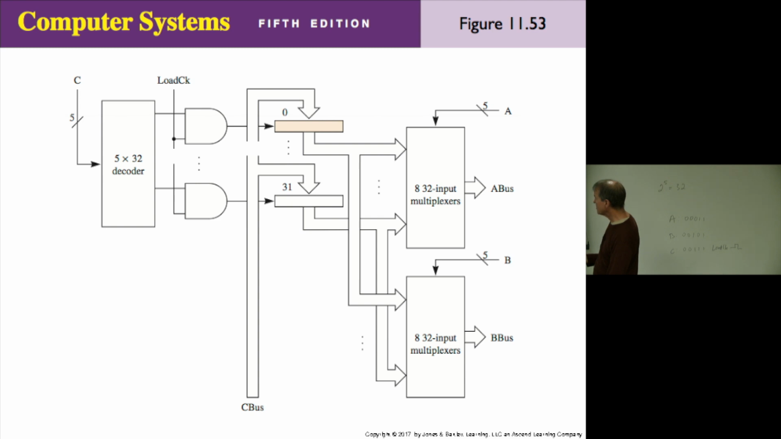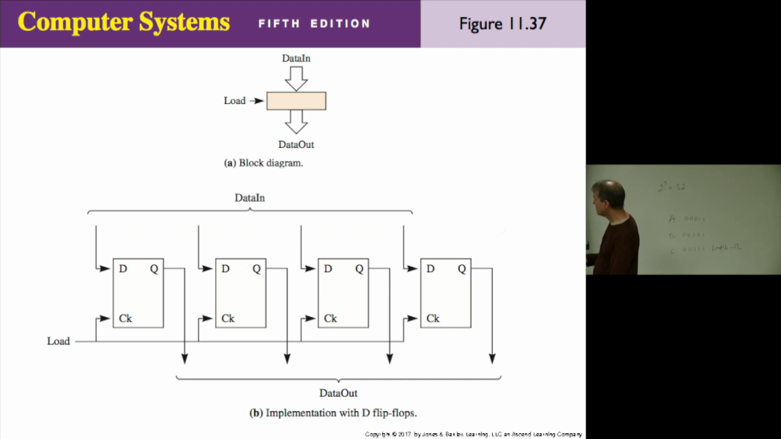Register. Let's go back and look at the block diagram of a register. Here, figure 11.36. There's the block diagram of a register. Remember what that looks like? Here is the implementation in part B, the implementation with D flip-flops. And here is the block diagram of the register. And what do we have? We have the data coming into the top, the data out going out, and then the load line is what's coming in to clock it in. And that load line goes to the clock input of the D flip-flops.